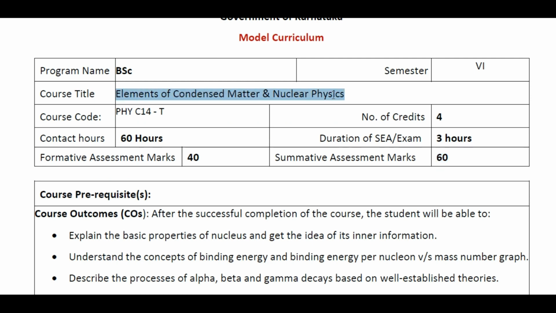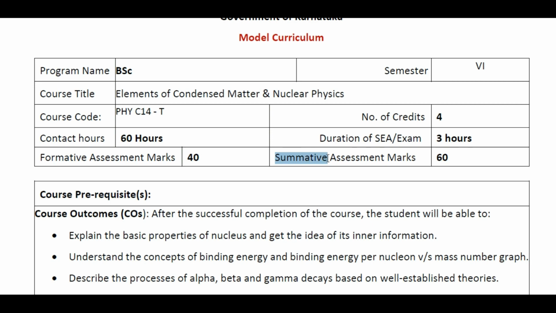It is for 4 credits, 3 hours duration for the semester end examination. Actually it is 2 hours, not 3 hours. They have mentioned 3 hours, but in NEP all the theory papers are 2 hours. So 2 hours duration will be there, and 40-60 ratio will be there: 40 for internal assessment, that is formative, and 60 for semester end examination, that is summative assessment.